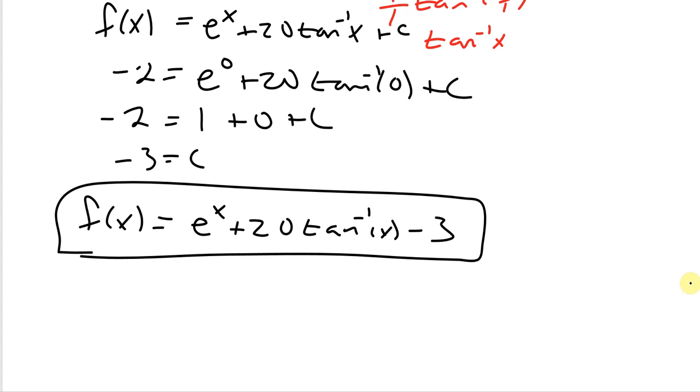All right, so we're going to continue more. This is just kind of an introduction to antiderivative stuff. We're going to get much more involved in it starting in Chapter 5.